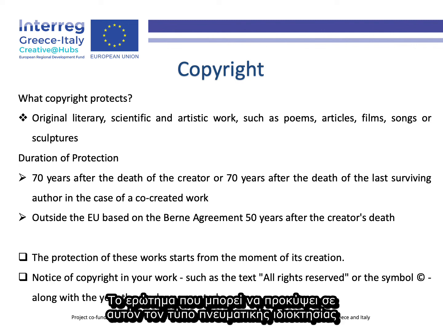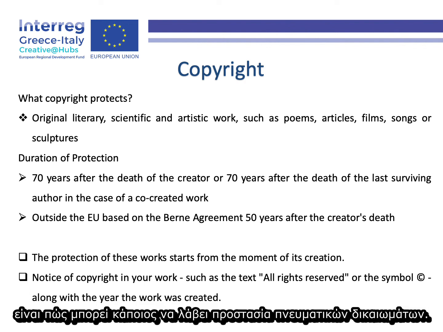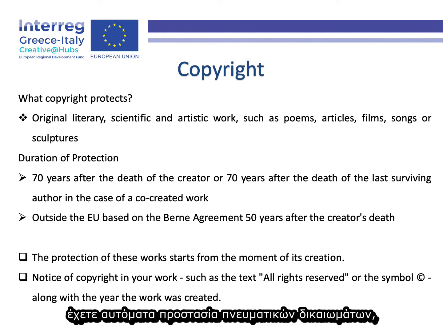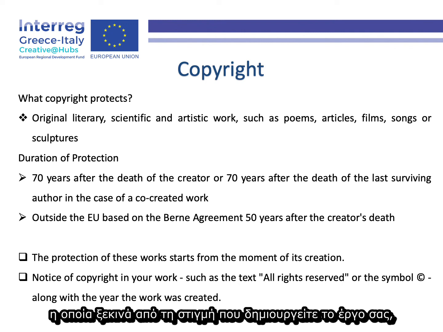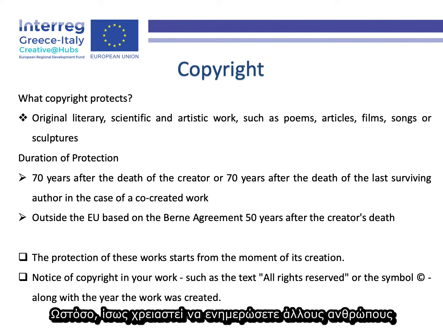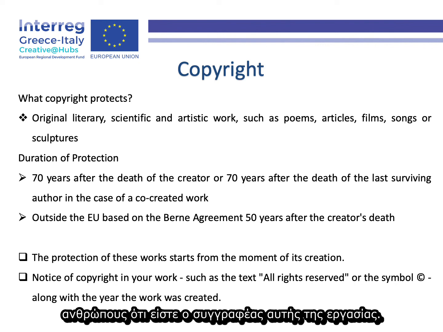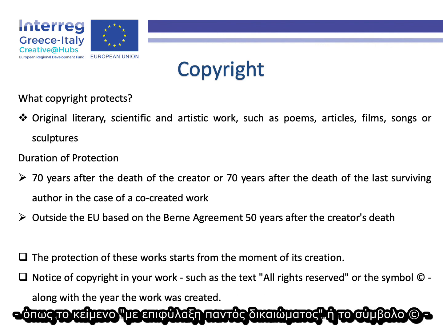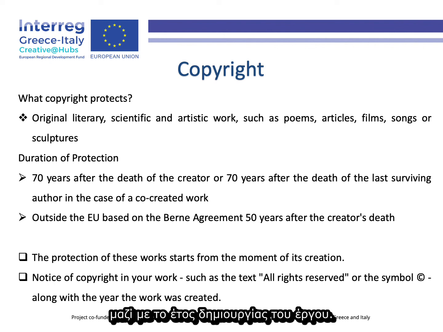useful. The question that may arise in this type of intellectual property is how someone can obtain copyright protection. If you create literary, scientific and artistic work, you automatically have copyright protection, which starts from the moment you create your work, so you don't need to go through any formal application process. However, you may need to advise other people that you are the author of that work. You can attach a copyright notice to your work, such as the "All Rights Reserved" text or the symbol, together with the year the work was created.